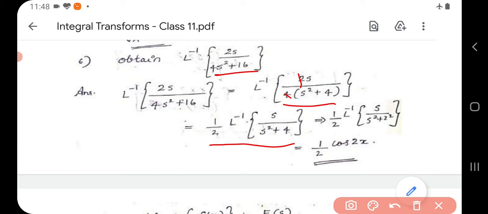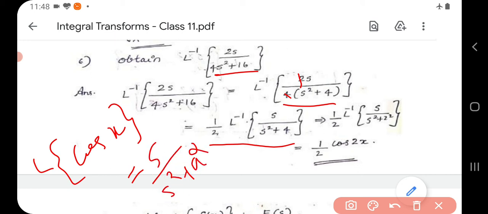Now see, s by s square plus 4. That is of the form, because Laplace transform of cos x, what was it? It was s by s square plus a square, right? Here also you have s by s square plus a square, that is 2 square or 4. So you get that this is of the function cos. Laplace transform of cos ax is s by s square plus a square. So from here you know it is of the form cos ax. Here your a is 2, so your answer will be cos 2x.